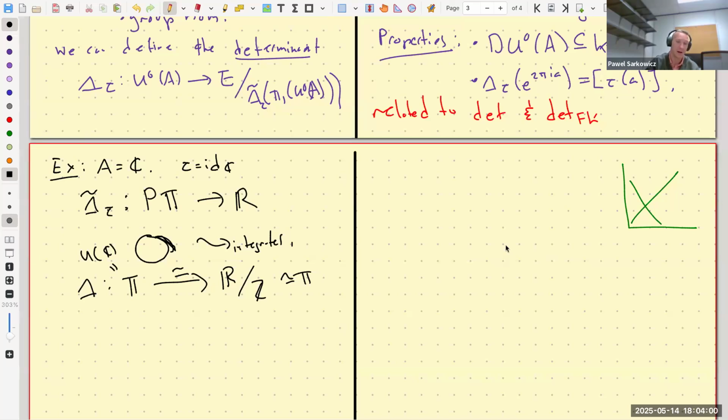Cool. And yeah, this is related to the determinant on M_n. And there's also this Fuglede-Kadison determinant that this is related to. I won't write how, but so we have a determinant, and that's the point. And there's some remarks I want to make about this fundamental group.